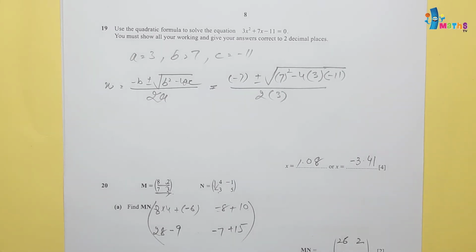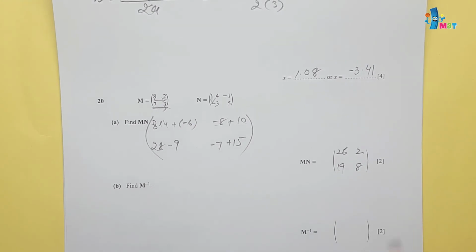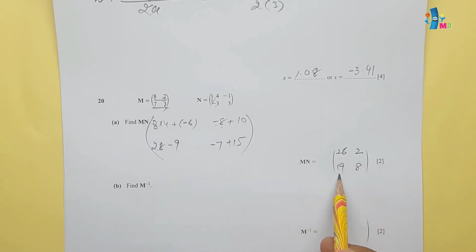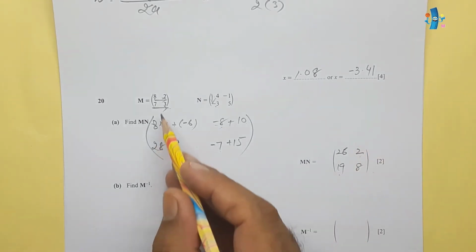I'll move the page a little so that you can see this properly. So this will be simplifying to 26. This one will be simplifying to 2. This one will be simplifying to 19. And this one will be simplifying to 8. Then we have to find M inverse.